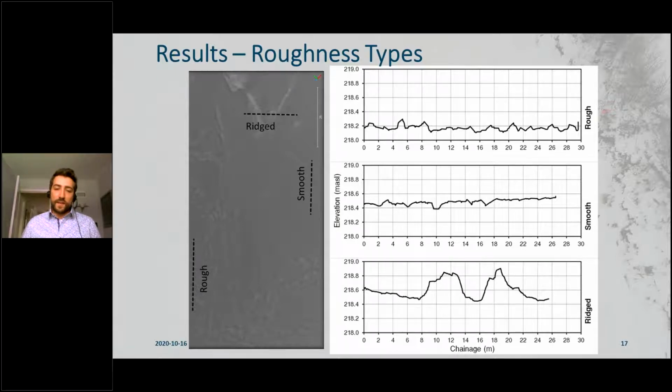And you can look just at the profile at the bottom on the right there of the ridged ice. You see that the roughness elements are on the order of 60 centimeters high, whereas even in the rough case, they're just a little under 20 centimeters. So it's quite dramatic with these ridged ice formations.